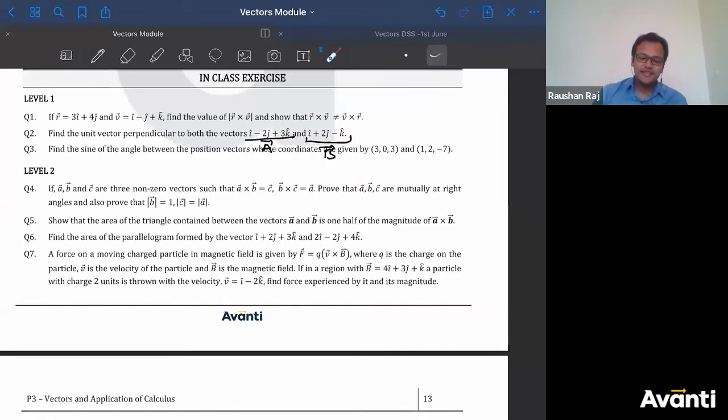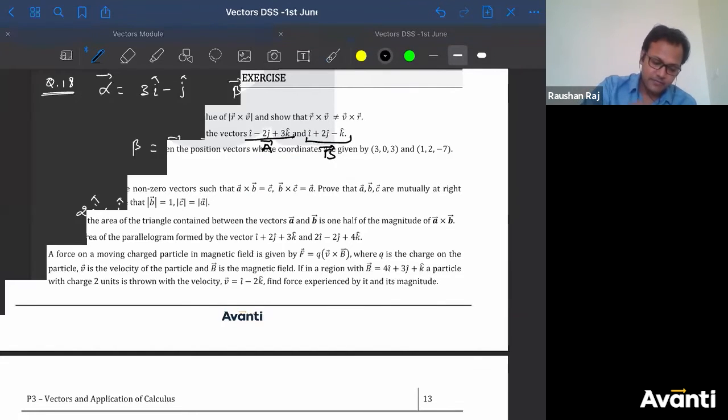Tell me, when do you get a vector which is perpendicular to both A and B? Yes, the cross product of these two vectors. The cross product of these two vectors will be perpendicular to A and perpendicular to B as well. Got it? So I'll use that only.